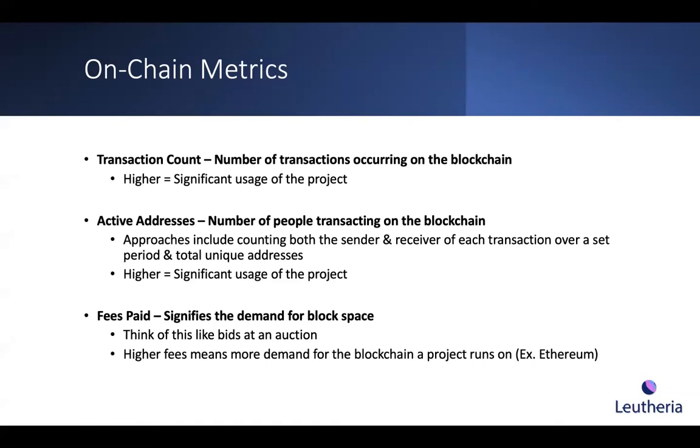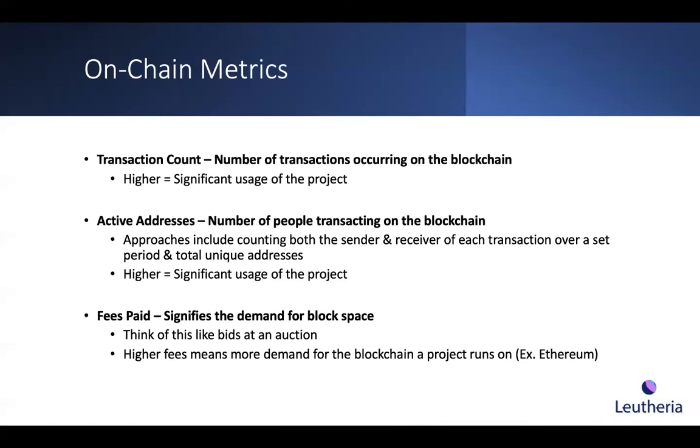More people transacting on the blockchain, and things like active addresses, which is the number of people transacting on the blockchain. So how many people on a regular basis are using that chain? So there's a couple different ways to quantify active addresses. And just for context, one of the ways is to count both the sender and the receiver of each transaction over a set period of time. And another way is to count the total number of unique addresses. Now, it's not that important to know that information, but some of the resources that you'll see quantify it in different ways. So it's just important to understand that, because if you look at one page and it tells you one thing, and you look at another and it tells you another thing, that is why, because they're probably using one approach versus another.